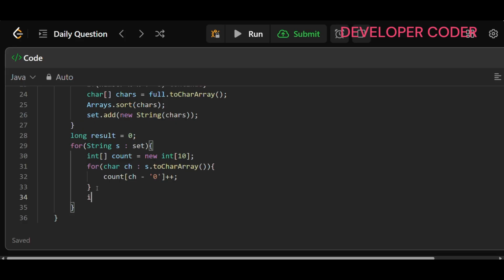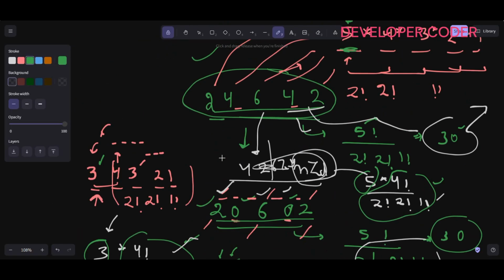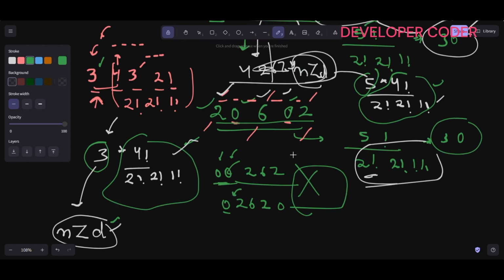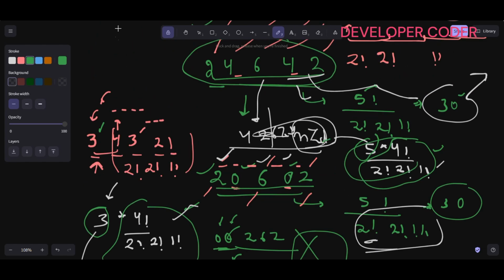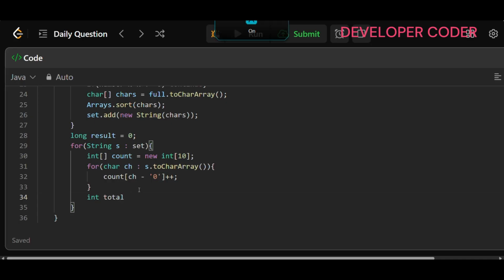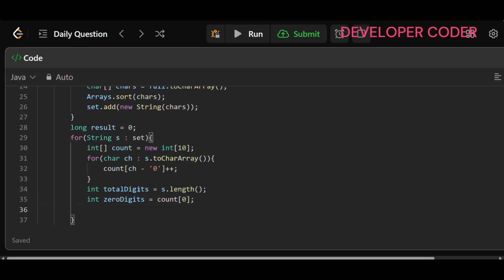Now total digits we have to get. So we have to calculate the total digits, 0 digits, non-zero digits, right? We need that. But why do we need that? I already showed you somewhere here, nzd, non-zero digits, and we derived this formula. So this is what I'm doing now. Int total digits is equal to s dot length, and int zero digits is equal to count of 0. This is just going to give me the 0 digits count. I have already stored the counts of 0, right? And non-zero digits we need, basically.